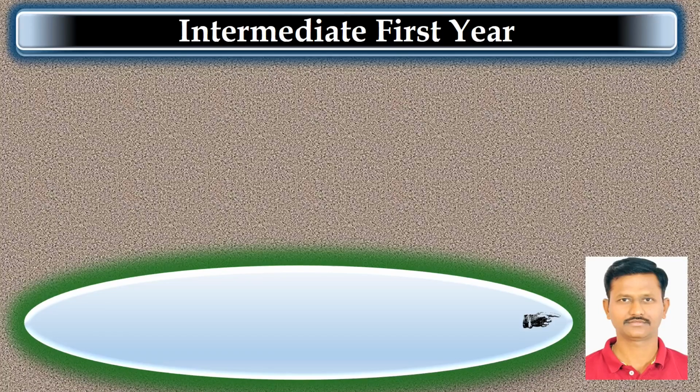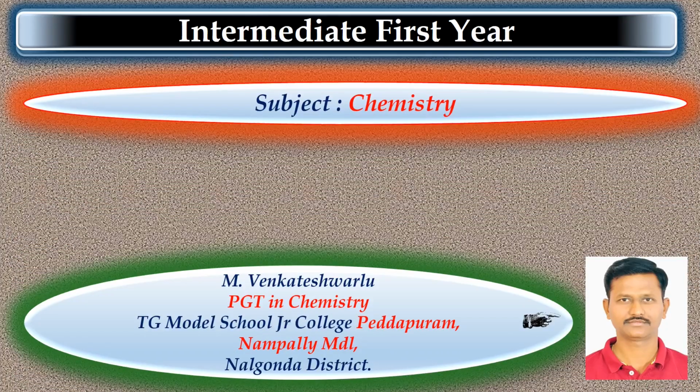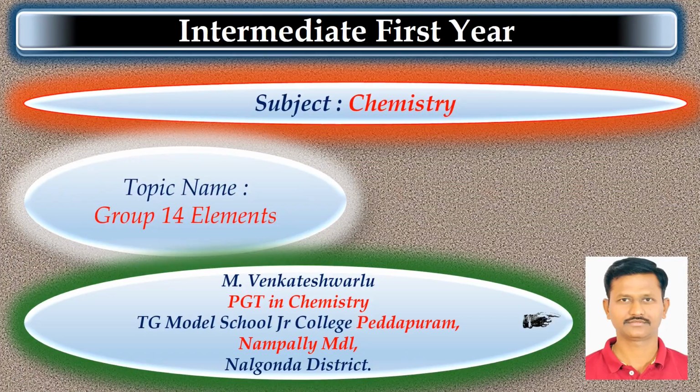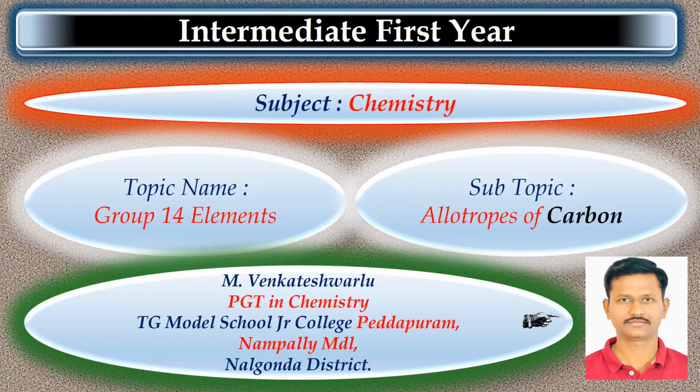Now I am going to explain the intermediate first year chemistry topic, group 14 elements, subtopic allotropes of carbon. This is M. Venkateshwarlu, PGT in chemistry, TG Model School Junior College, Peddapuram, Nampalli Mandal, Nalgonda District, Telangana State.